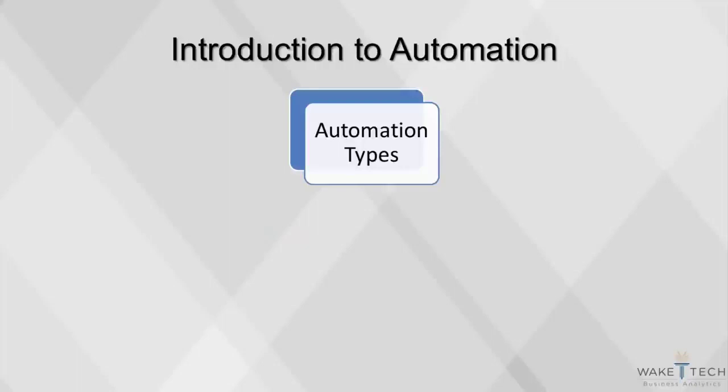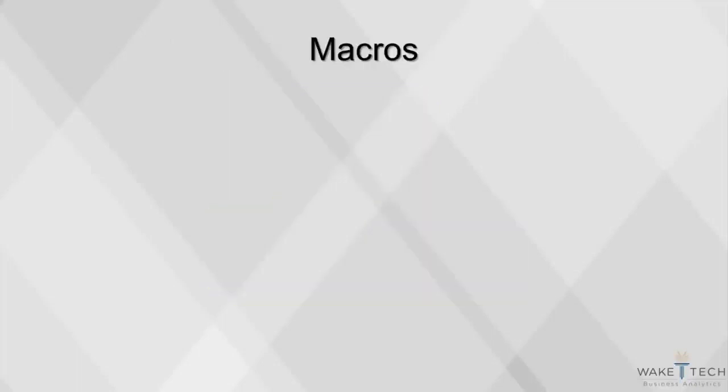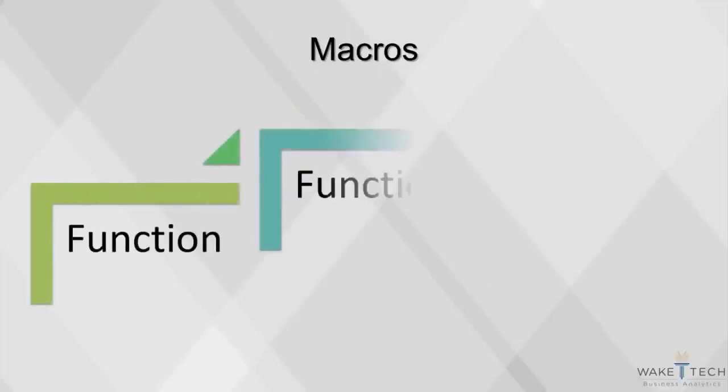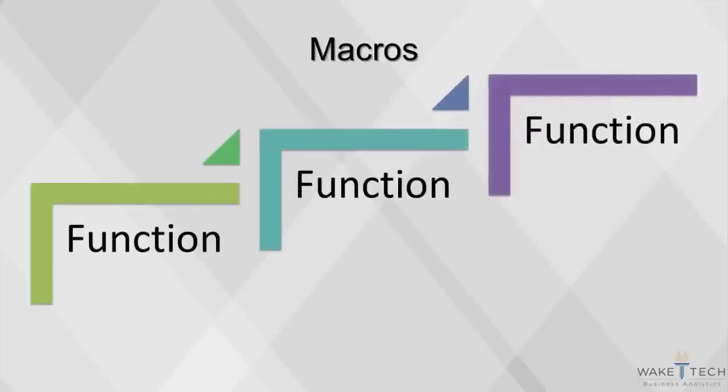There are two main types of automation used in business analytics: macros and stored procedures. Macros are also referred to as functions. The purpose of macros is to easily replicate certain steps without having to write out those steps individually. Macros can make an analysis quicker and more concise.